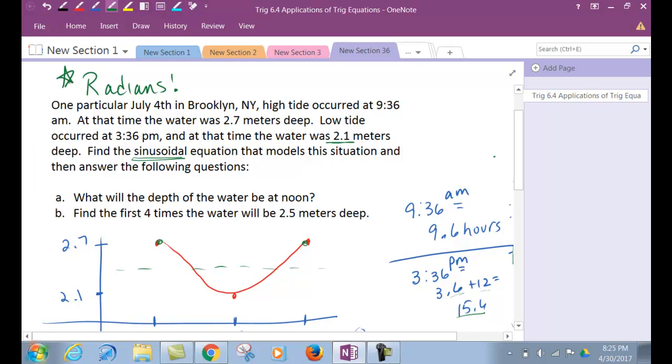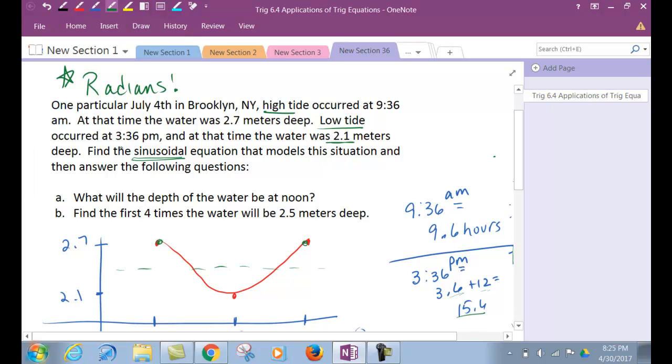On one particular July 4th in Brooklyn, New York, high tide occurred at 9:36 a.m. At that time, the water was 2.7 meters deep. Low tide then occurred 6 hours later at 3:36 p.m. and the water was 2.1 meters deep.